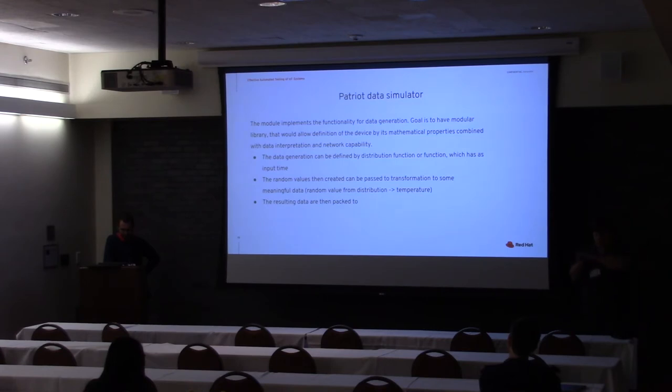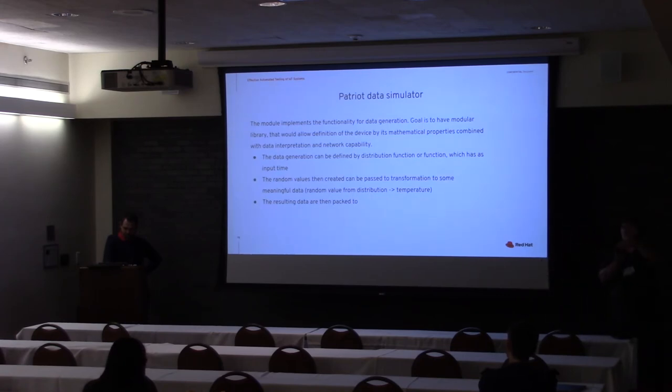The base of the simulation is some mathematical property of your device. For instance, when you would be simulating a thermometer, there are mathematical functions that define how the temperature behaves during the day. Our data simulator then incorporates a mathematical library that will allow you, in combination with some random data generator, to combine it with your mathematical property and, for instance, by the distribution function, define what data will be sent out. So this is the first place, the seed for the data that will modify the behavior of the generator.